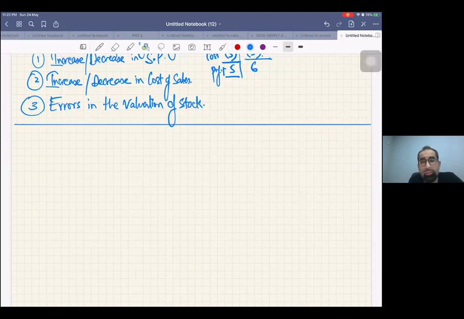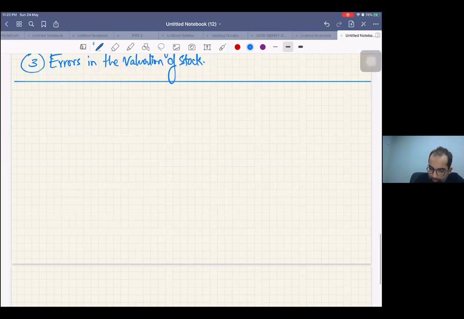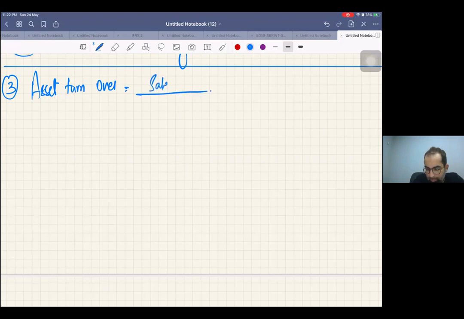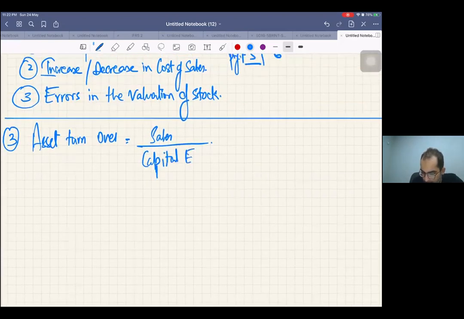Now the next profitability ratio is asset turnover. Sales divided by capital employed. Okay. And now this ratio comes in times, not in percentage, but in times.